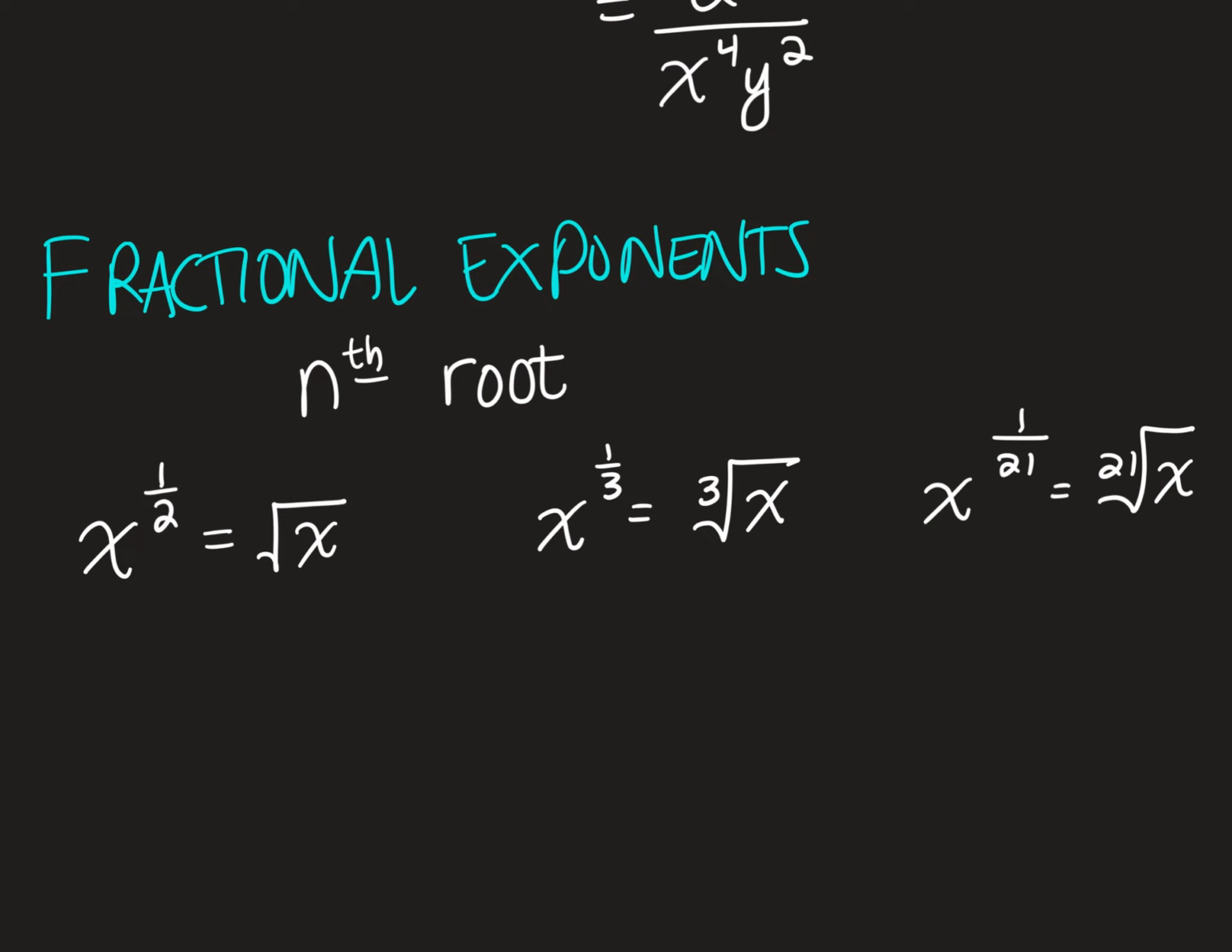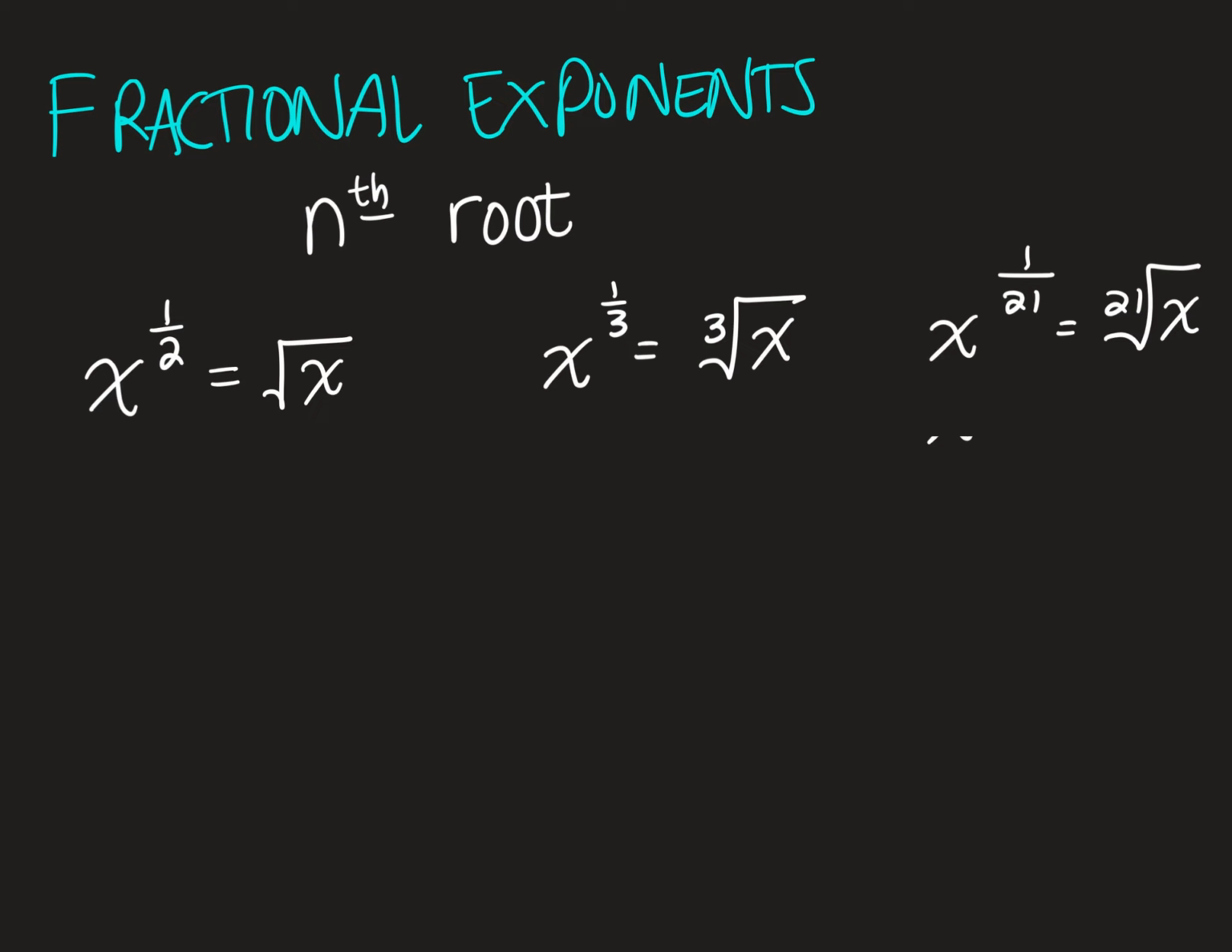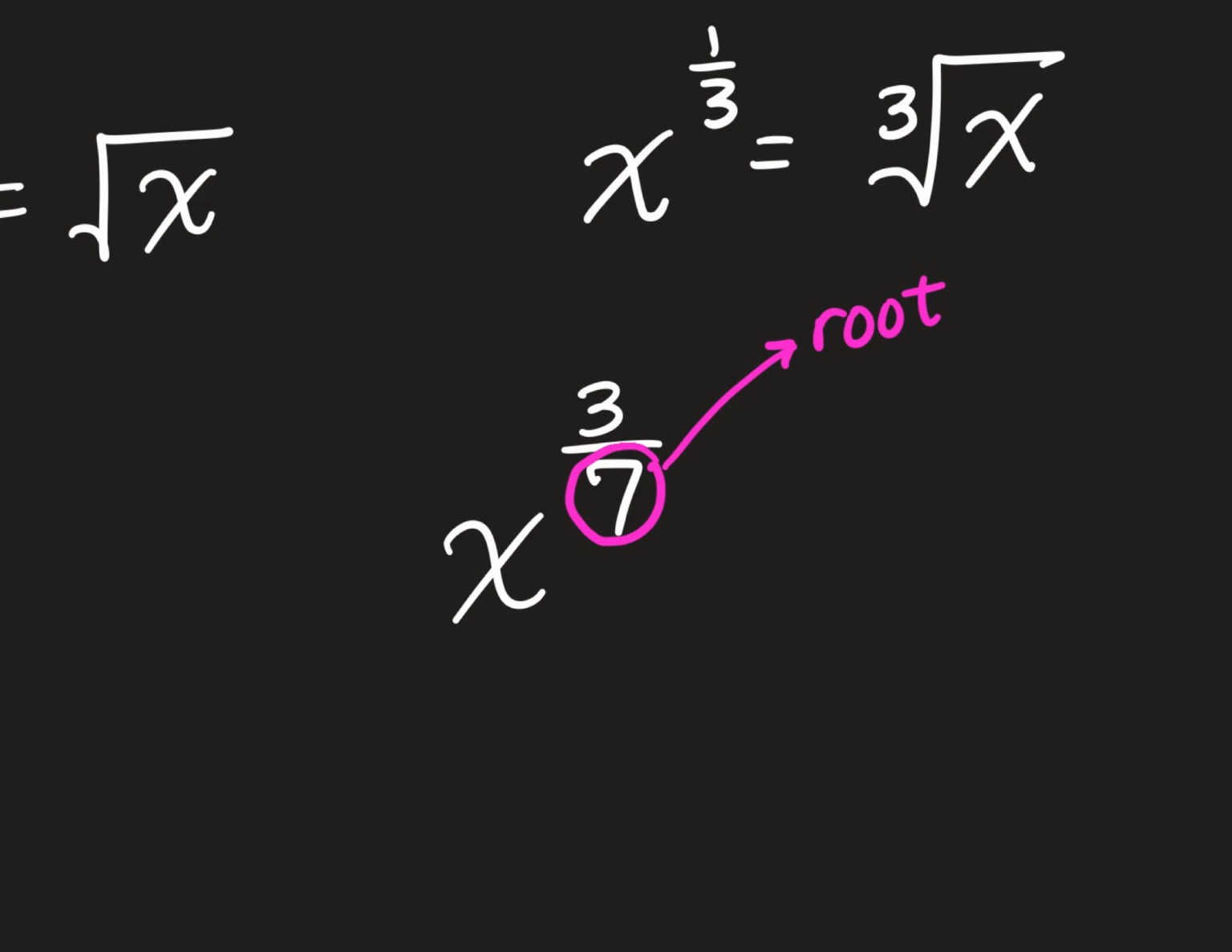It's just the root. Now, if we put together a fractional exponent with a power, what we end up with is something that looks like this. So if we had something like x to the 3/7 power, this 7 represents your root. And I'll blow that up a little bit so we can actually see what it says. The 7 represents the root. The 3 represents the power. So it's going to be 3 as your power and 7 as your root.